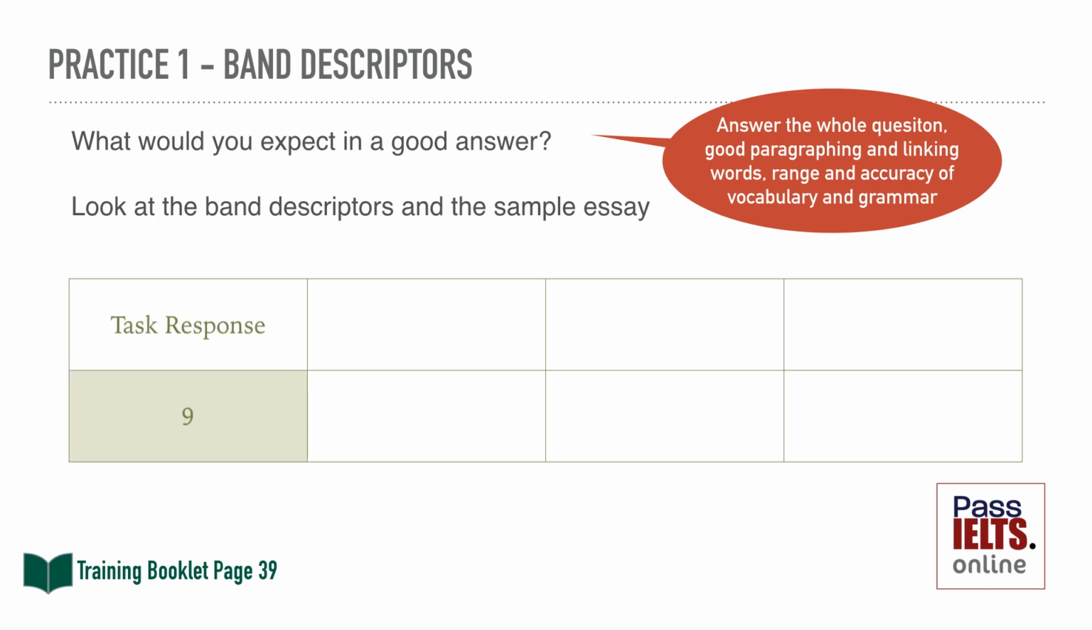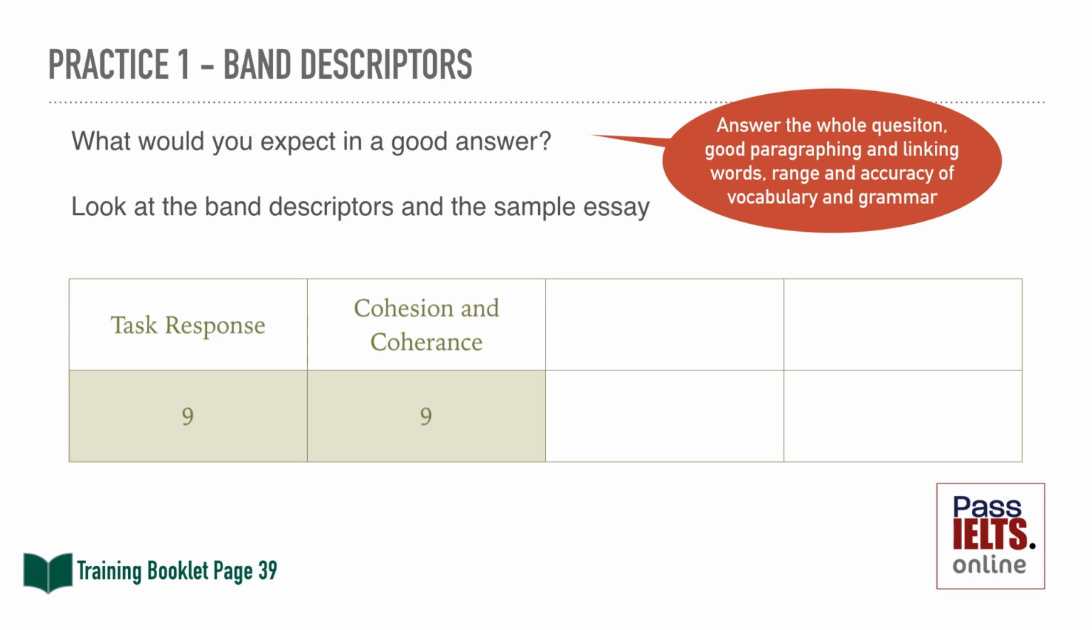As you can see, the candidate gets a 9 in task response. This is because they answer the whole question, use their own opinions and give supporting arguments for each opinion. They also get a 9 in cohesion and coherence, as they had clear paragraphs with a topic sentence in each paragraph, which is important, and as well as showing good use of linking words, as you can see in each paragraph.